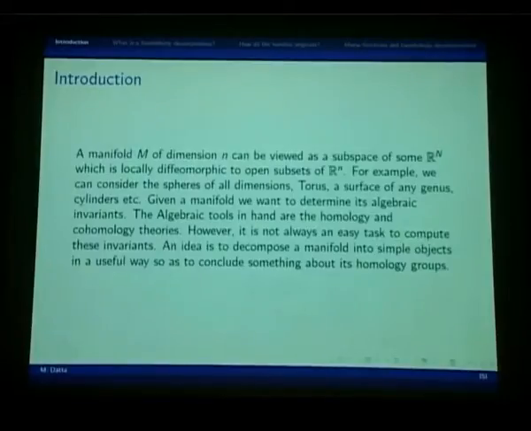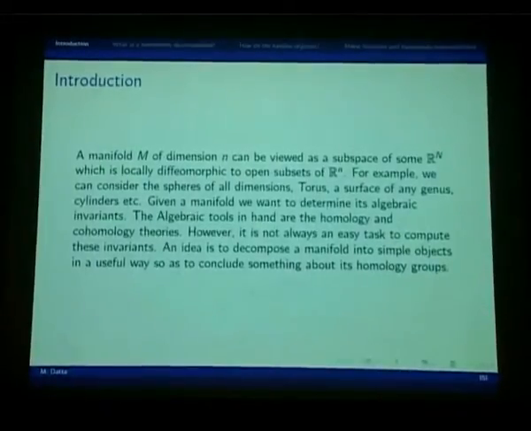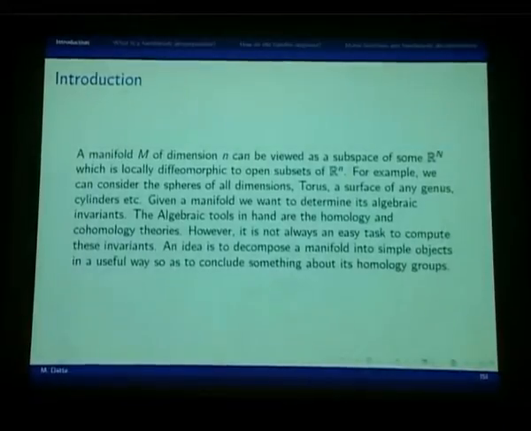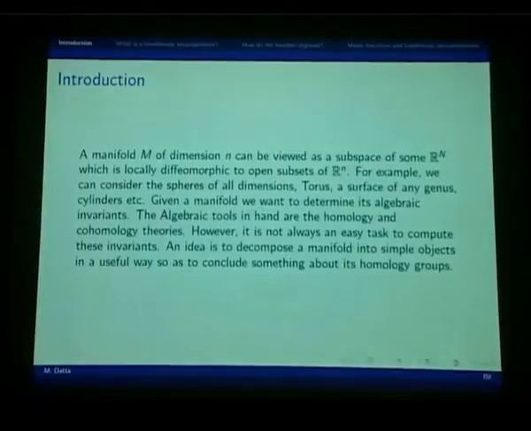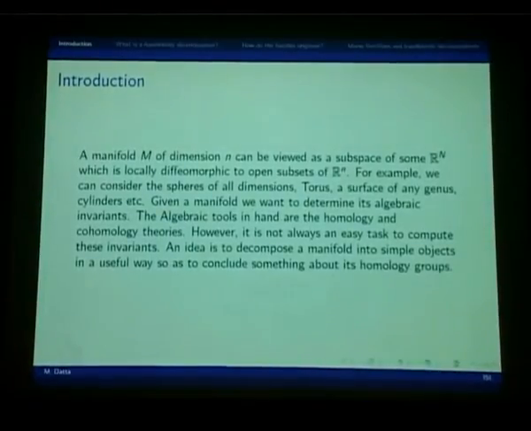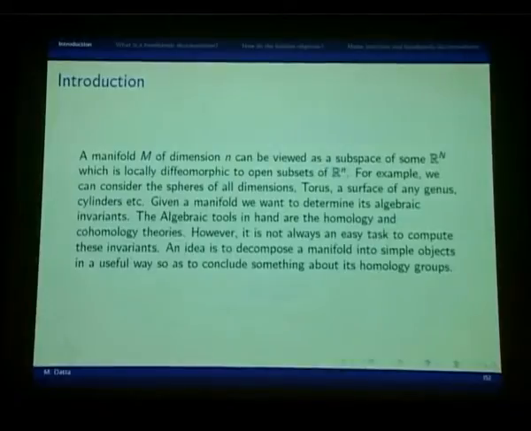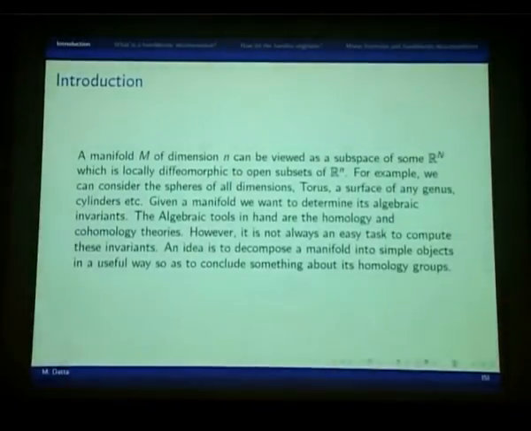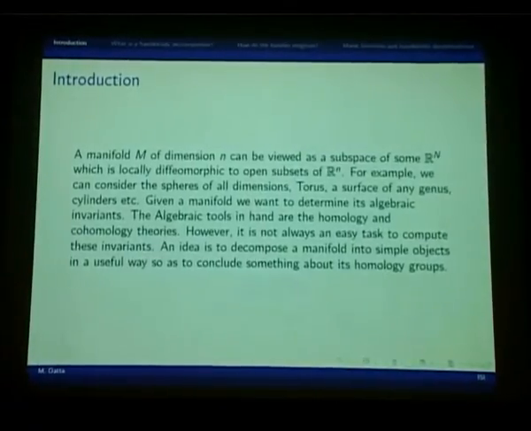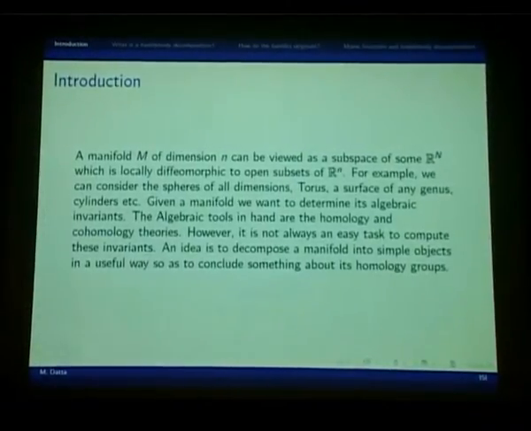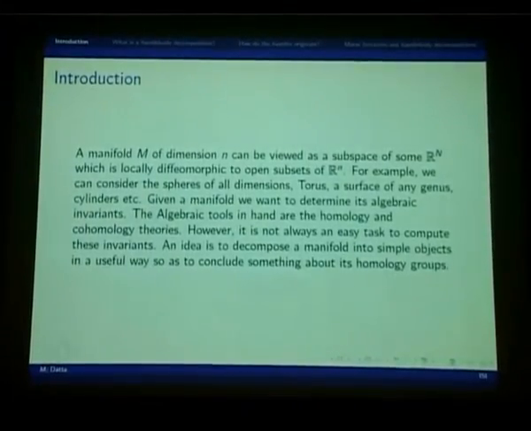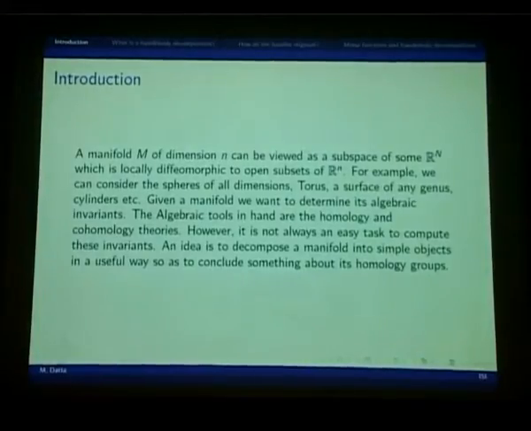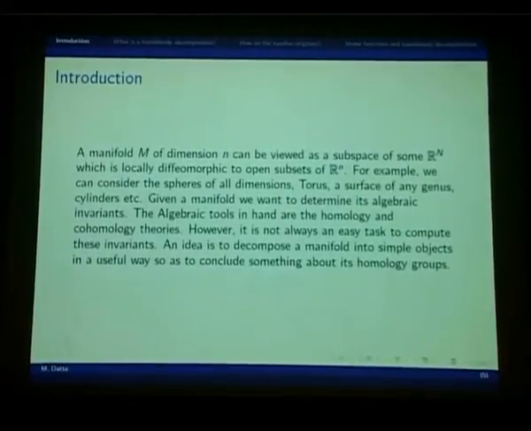So what is a manifold? A manifold, you can consider it as a subspace of some high dimensional Euclidean space which is locally diffeomorphic to open subsets of R^n. For example, you can consider spheres of any dimension, torus, any surface of genus g, and cylinders. Now given any manifold or given two manifolds, for example, you would like to know whether they are diffeomorphic or not. So what are the tools that are available to us?